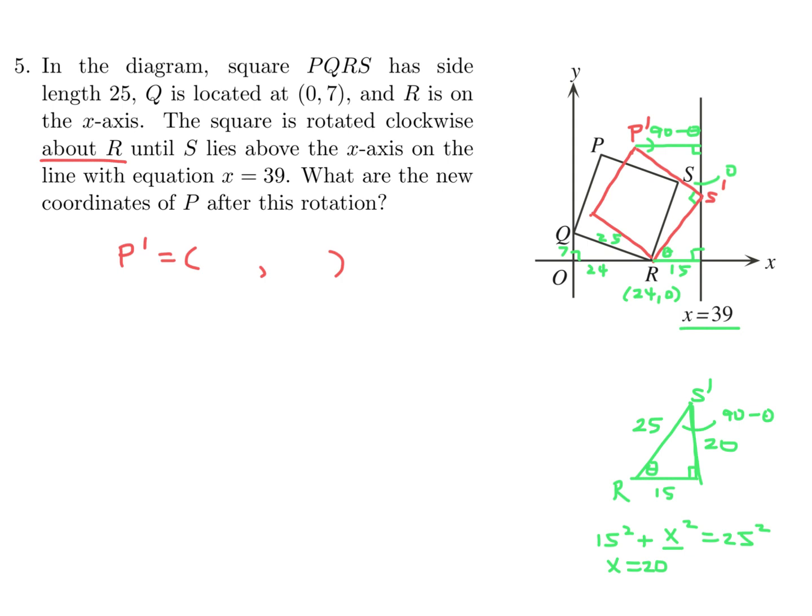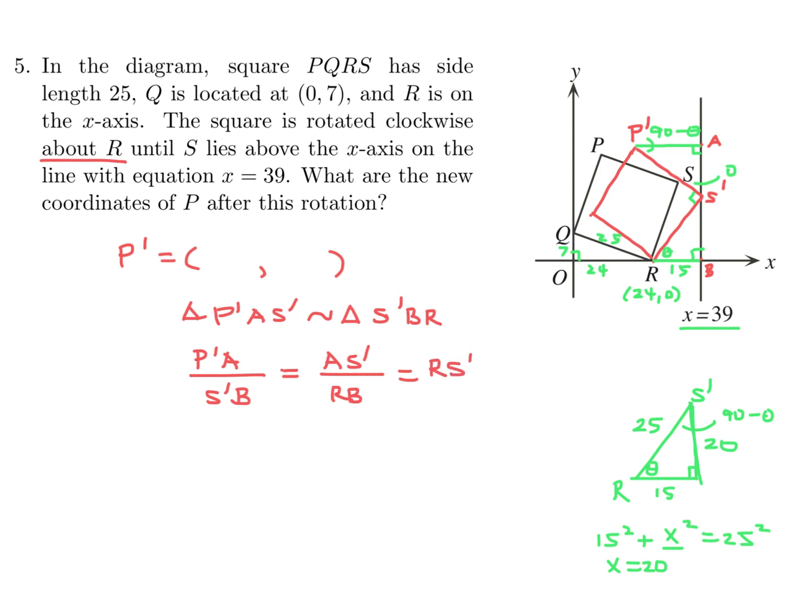I've got to label them, otherwise it would be hard to explain. I'll call this point A and this point B. So triangle P prime A S prime is similar to triangle S prime B R. Therefore the ratio of the sides would be similar, and you guys know how to do that similar triangle stuff. Some of these we know.